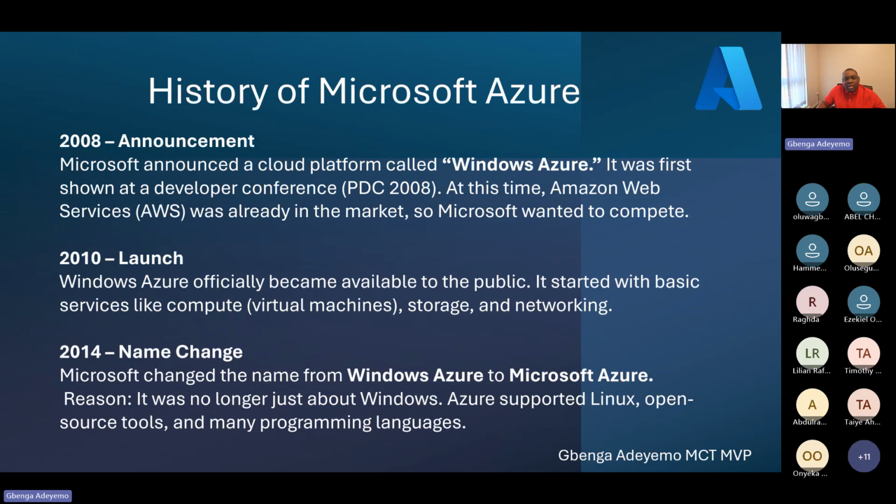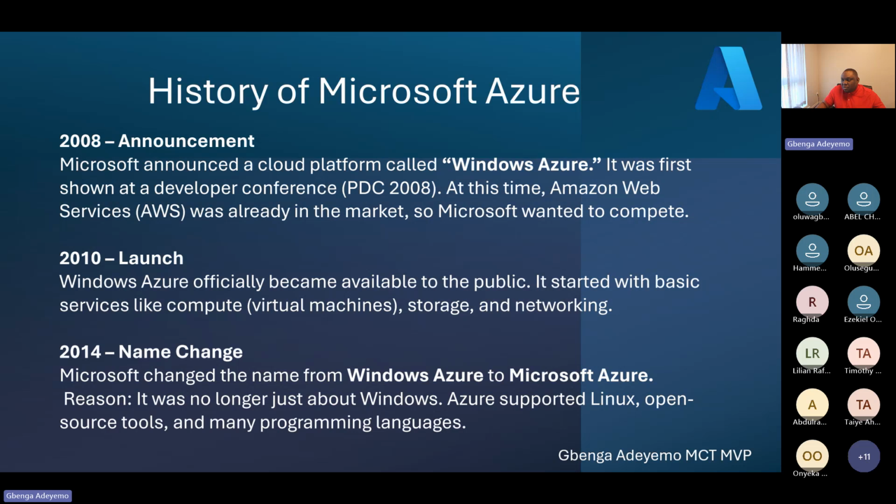Now, what happened in 2010? 2010 was when they eventually launched Windows Azure. Don't forget that what they called it at first was Windows Azure, and it officially became public. It started with basic services like compute, which is like virtual machines. For those who don't know, virtual machines are like creating a whole computer system that somebody can access without needing to use someone's physical computer. Don't worry, maybe I'll explain later for you to understand better. It also came with storage and networking.